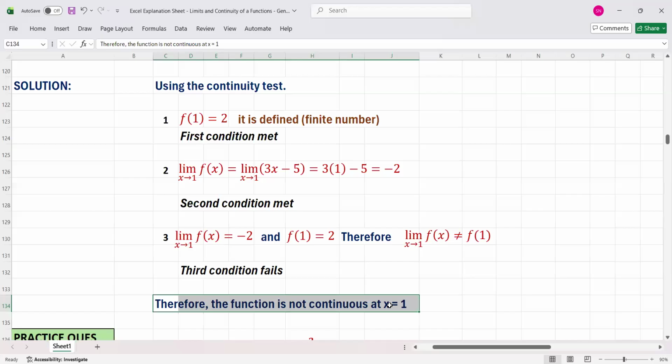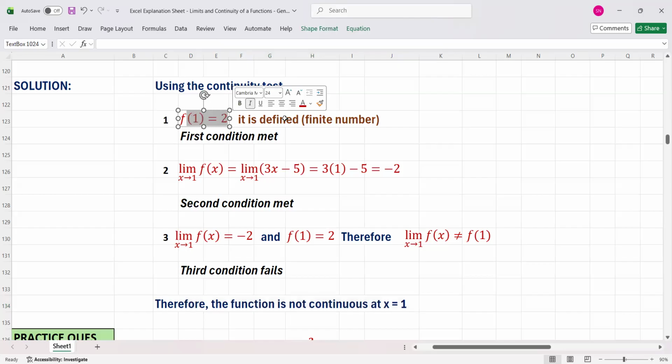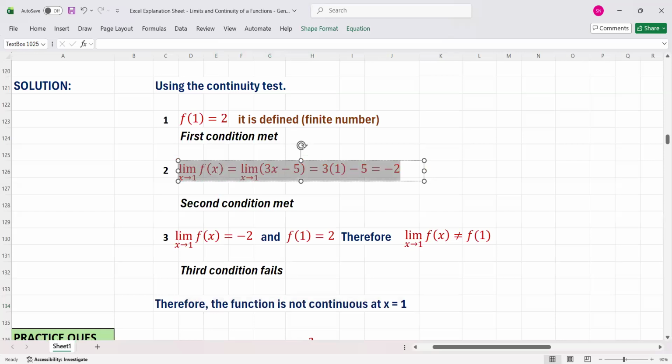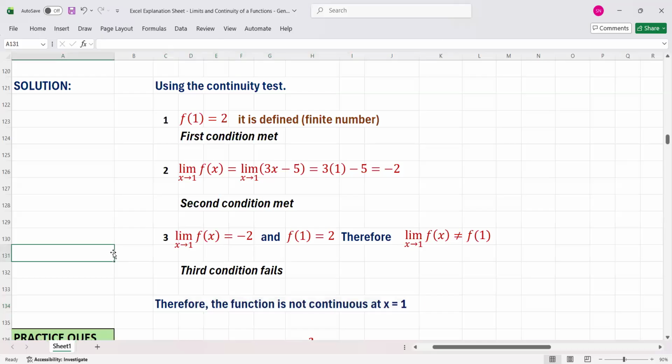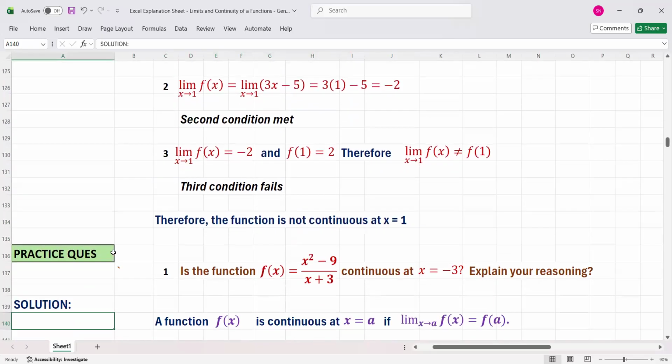Okay, so you take your time and go through the 3 steps. The 3 steps are: 1, evaluate the function at x equal to a, and check whether the answer is a finite number. Then evaluate the limit as x approaches a of f of x. And if that also exists, compare step 1 and step 2. Are they the same? If they are the same, then we can say that the function is continuous. But if they are not the same, then we conclude that the function is not continuous.